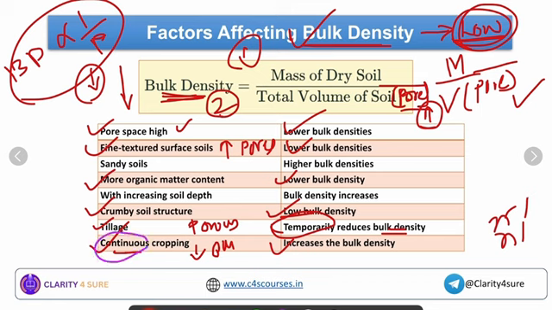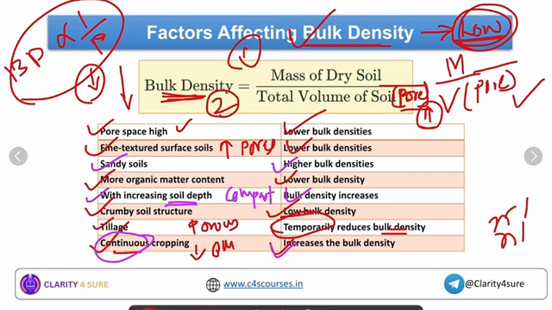It is not ideal, which means it will increase the bulk density. Again, as the depth of the soil increases, there will be more compaction, and which means bulk density is going to increase. Sandy soil means higher bulk density. So these are some of the factors which influence the bulk density.